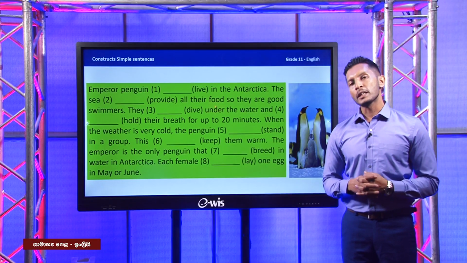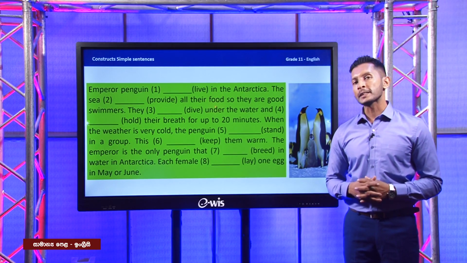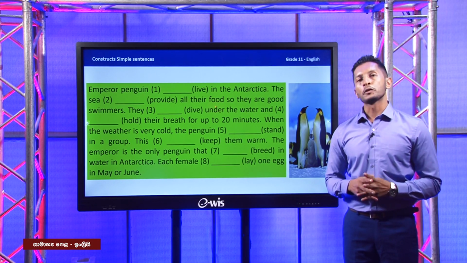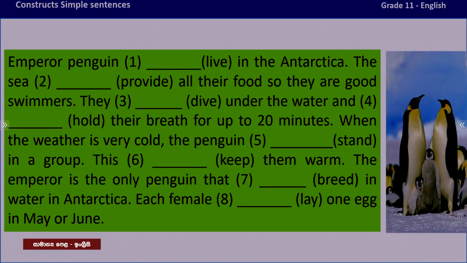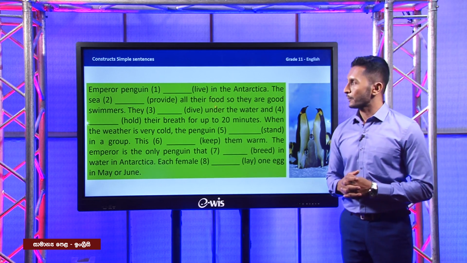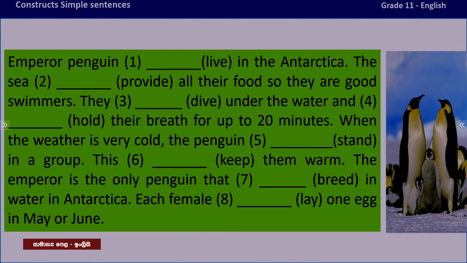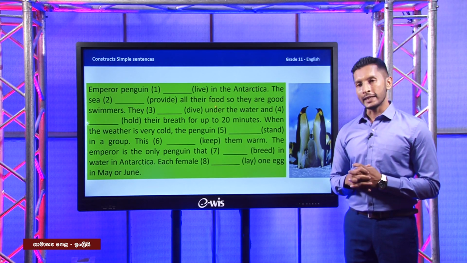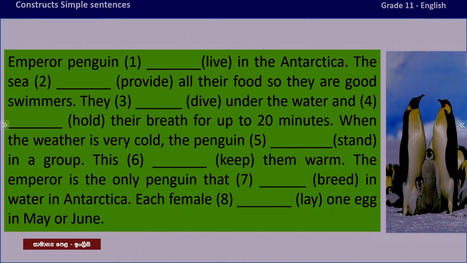In this description about emperor penguins, I have included some blanks and the words that go into the blanks are given in brackets. So what you're going to do is select the correct form of the verb from the brackets and complete the blanks. Let's do the first one with me. Emperor penguin blank live in the Antarctica. So the subject emperor penguin is singular. Now you know we have to add s to the verb live. So it should be: emperor penguin lives in the Antarctica. Now take your time and complete the task.